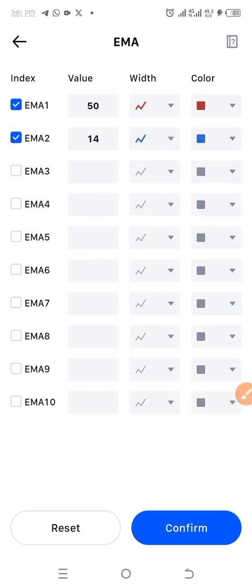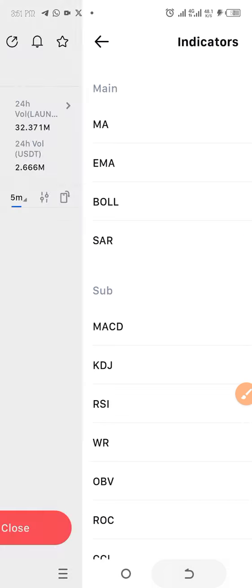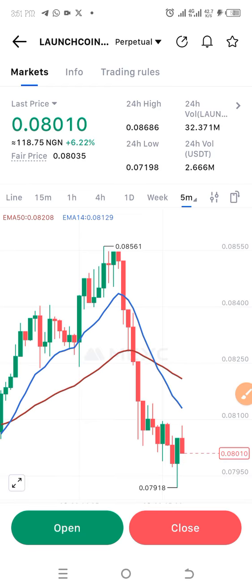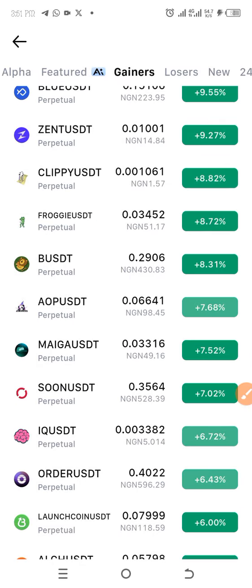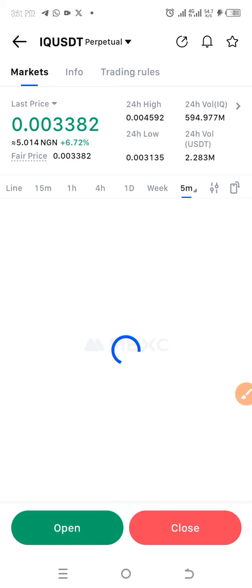So now you can set the color. The 50 EMA should be red, while the 14 EMA should be blue, so that you won't get confused. Now you can click on OK and go back to your chart, and look at it. Voila, look at the way the market is moving. Let's quickly check out another pair again and see if actually it's working.